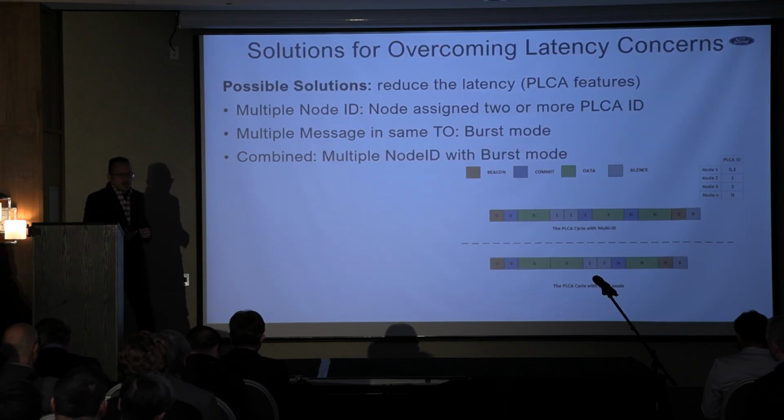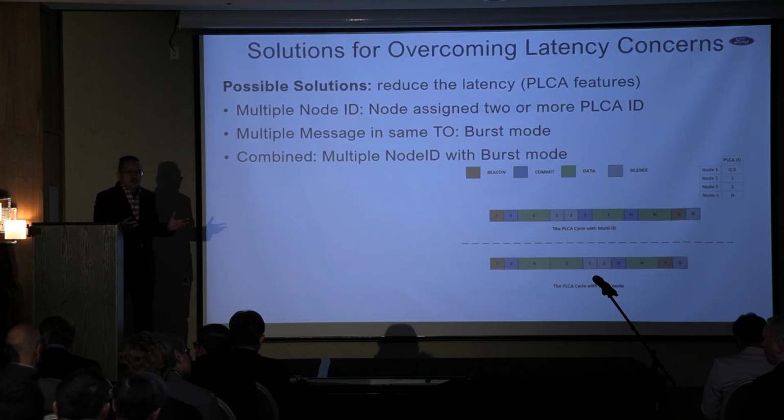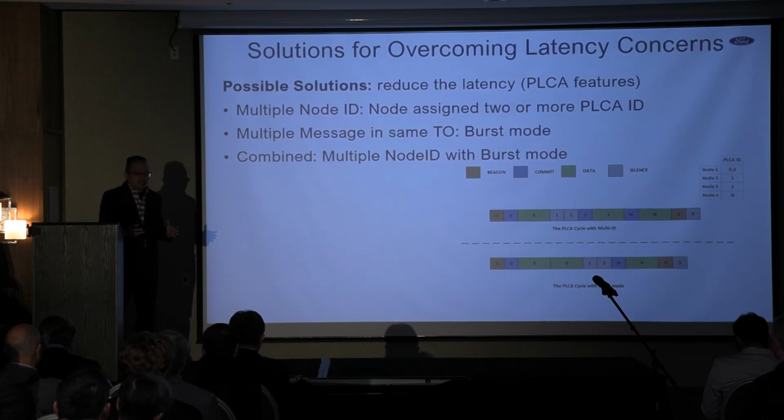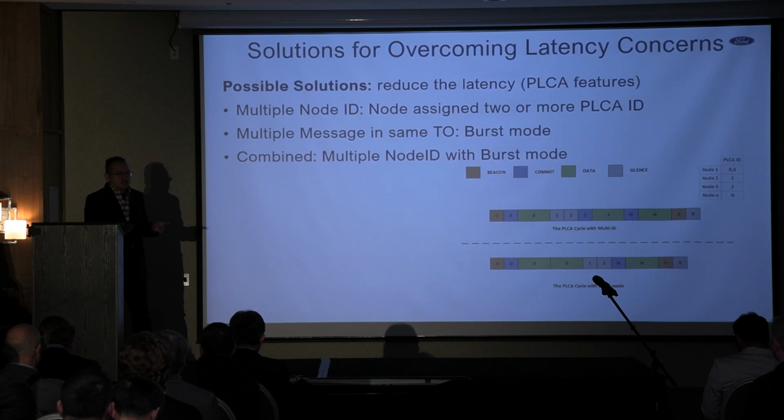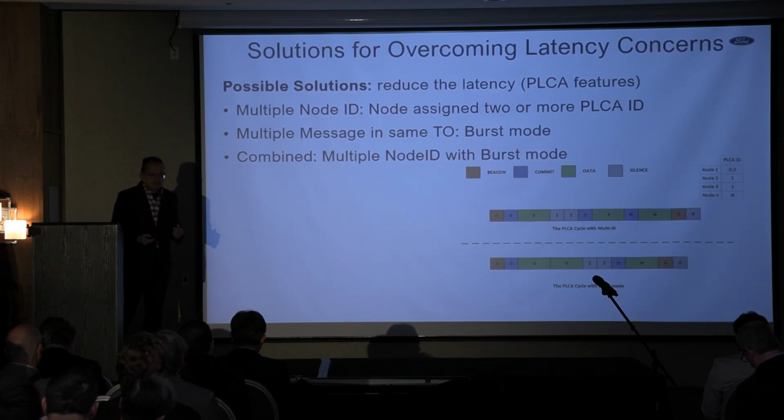So how do we reduce the message latency on each node side? PLCA provides a couple of ways to reduce the latency. The first one is that one node can have 2 or multiple IDs. Another one is the burst mode: when a node has the opportunity, it can send extra frames. They can send 2 or 3, based on the setting. Another one is combining them together. They can also reduce the latency. But how do we do this on the PLCA layer?